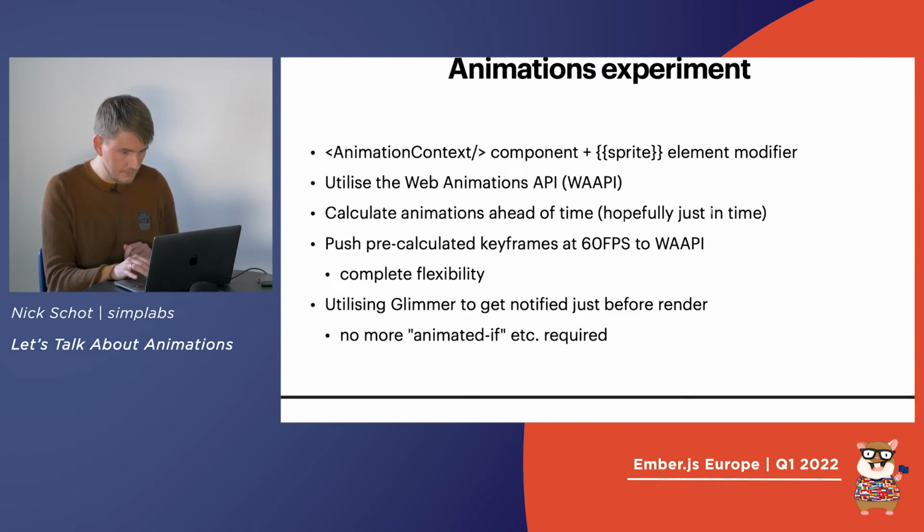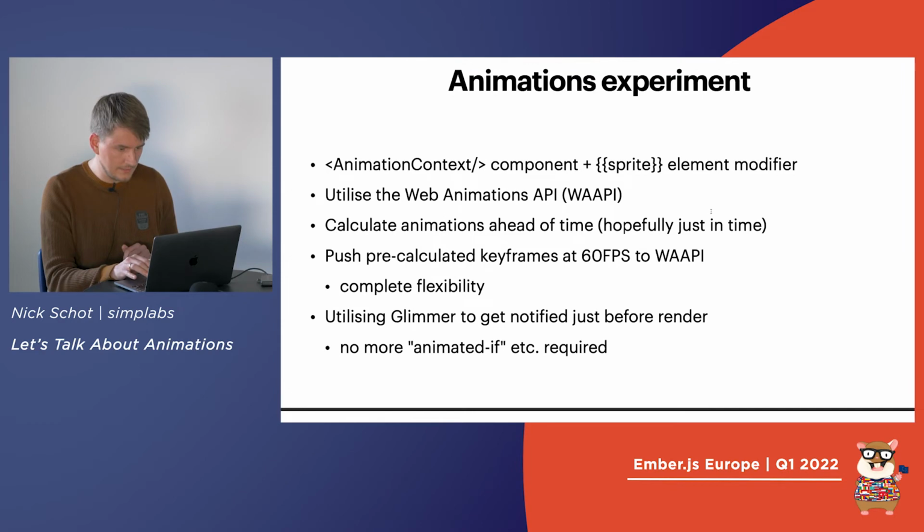And the way we were able to remove all of these animated if, animated each constructs is by hooking into Glimmer. Basically, just before Glimmer is going to render, inside of our animation context, we get notified and we can do all of the measurements that we need to do.